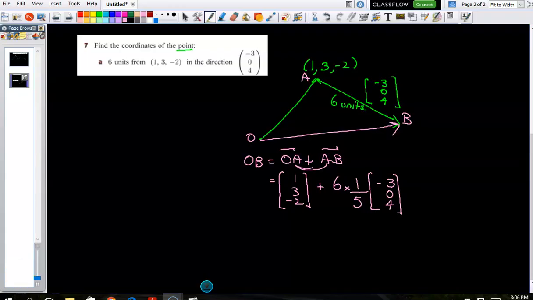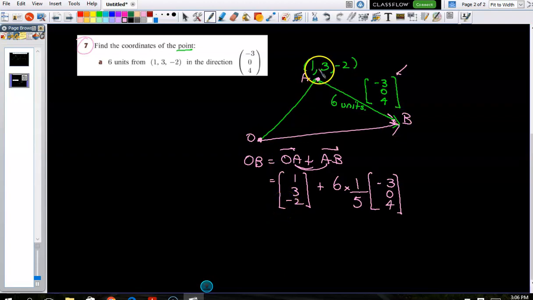Sorry, I got started and forgot to record. So we're giving you a little bit of a heads up with 7: we start with this point A, and we want to go in the same direction as this vector here, but for 6 units. So we use our position vector. We're going to say OA plus AB, that's basically the gist.